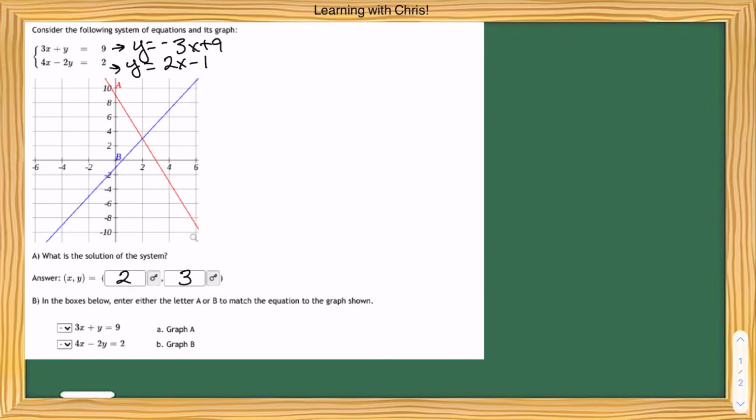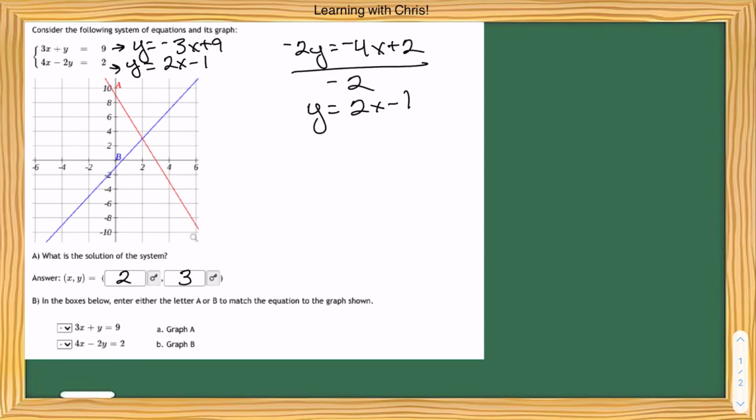We got this second equation by first changing 4x minus 2y equals 2 to negative 2y equals negative 4x plus 2. After dividing the entire equation by negative 2, we will have y equals 2x minus 1. So continuing on, we're going to start with our first equation and look for which line starts at positive 9 on the y-axis. So far it looks like line A is going to be equivalent to equation 1.